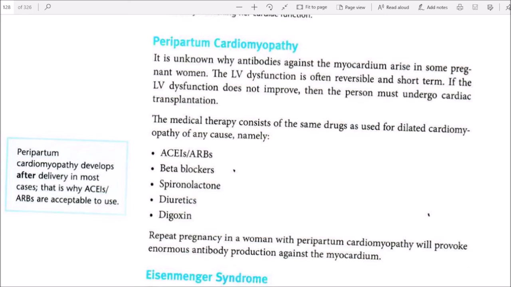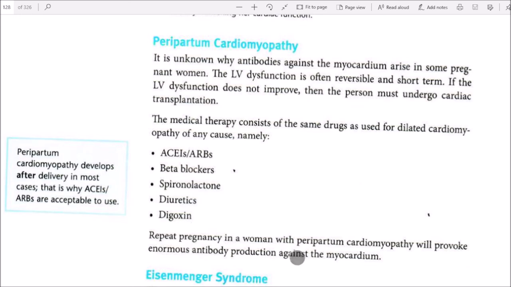Peripartum cardiomyopathy. It is unknown why antibodies against the myocardium arise in some pregnant women. The ventricular dysfunction is often reversible and short-term. If the left ventricular dysfunction does not improve, then the patient must undergo cardiac transplantation. The medical therapy consists of the same drugs used for dilated cardiomyopathy of any cause, namely ACE inhibitors such as ARB, beta blockers, spironolactone, diuretics, thyroxine.